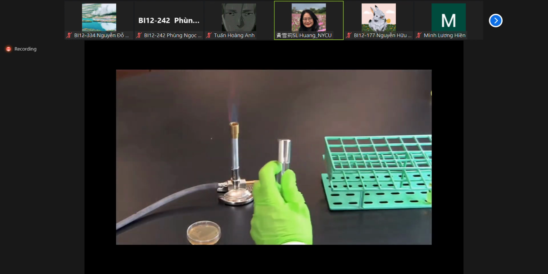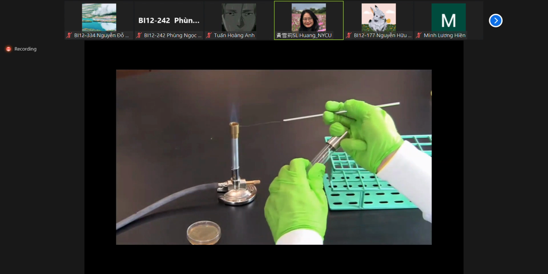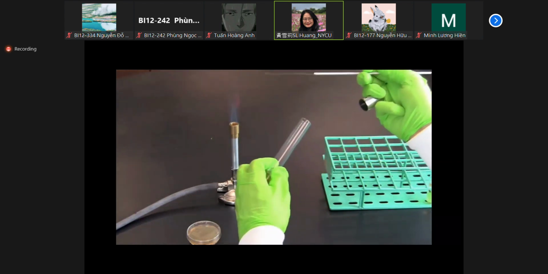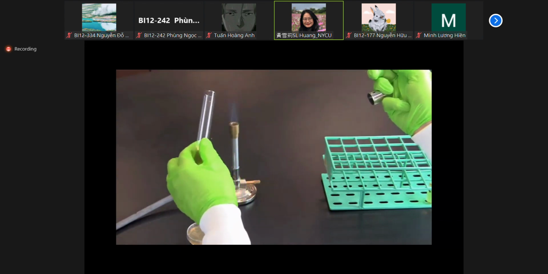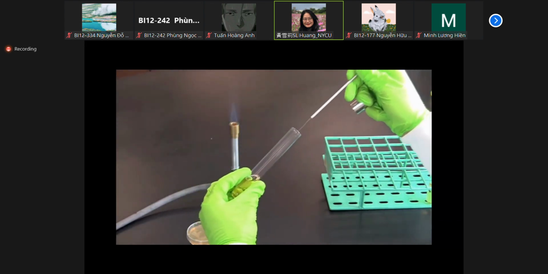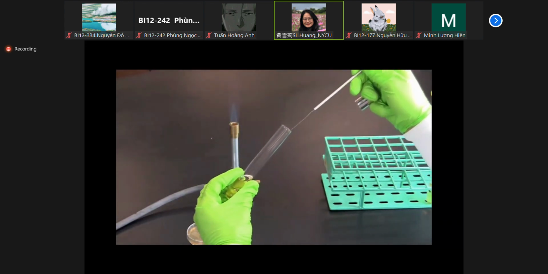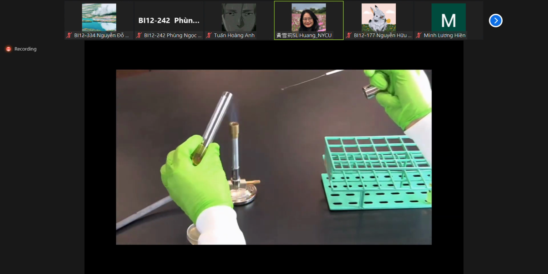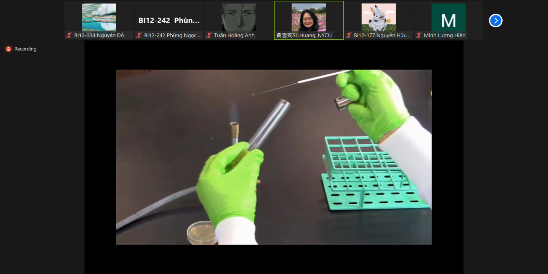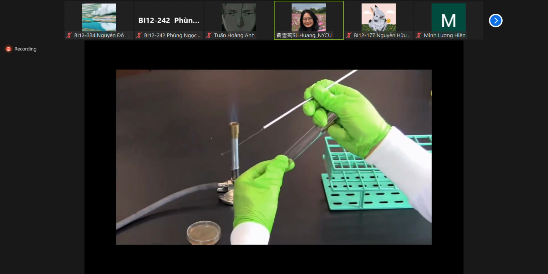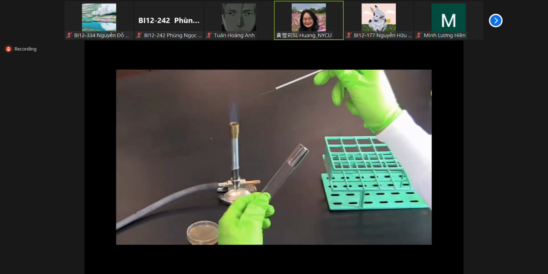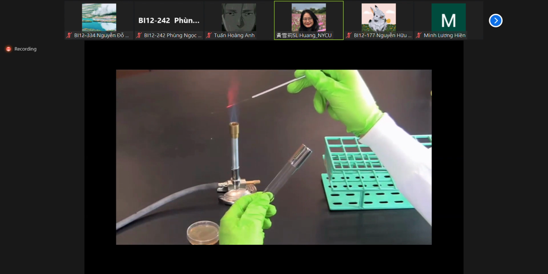Now take the tube of liquid media, remove the lid, and pass the mouth through the flame. Then dip the loop with bacteria into the tube. Pass the mouth of the container through the flame before replacing the lid. Sterilize the inoculation loop to complete the process.